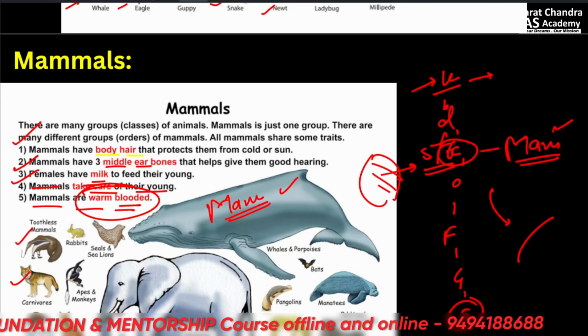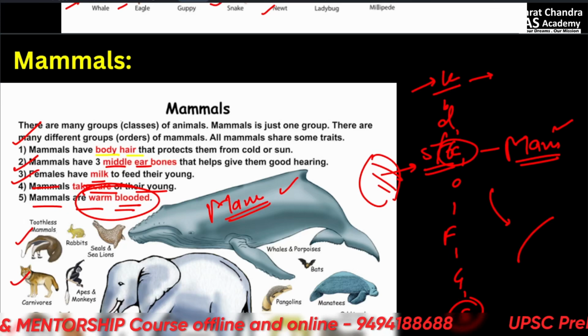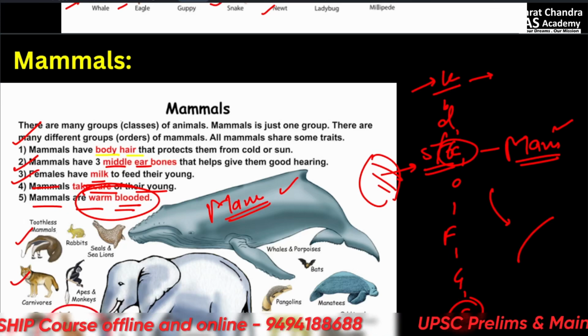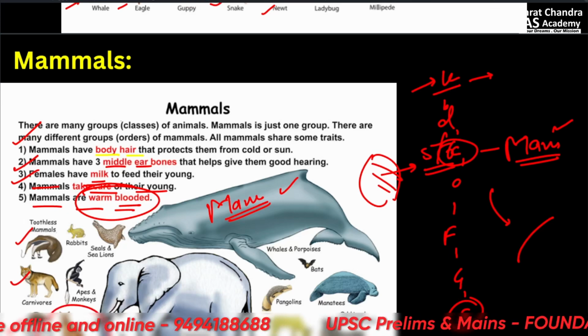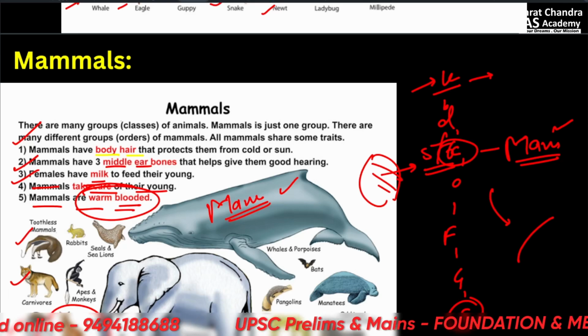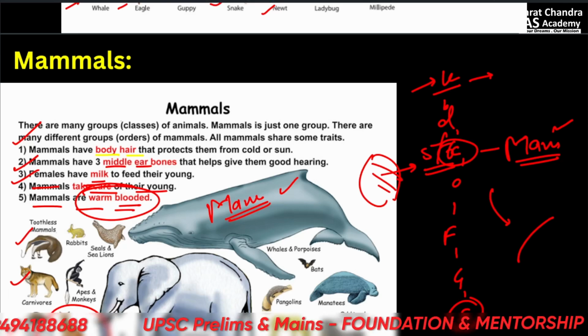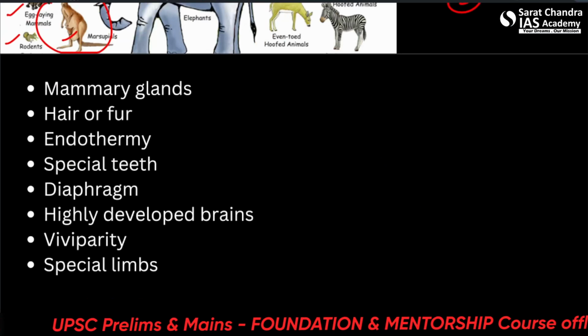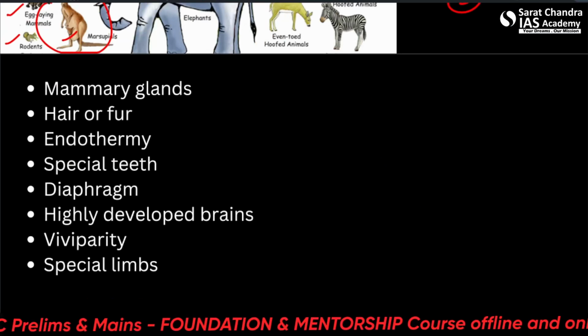Here are some examples of warm-blooded mammals. You can see a kangaroo here, which has been asked about in this certain question. Over time, we'll see how to connect the question with this information. So here are the defining characteristics of mammals.